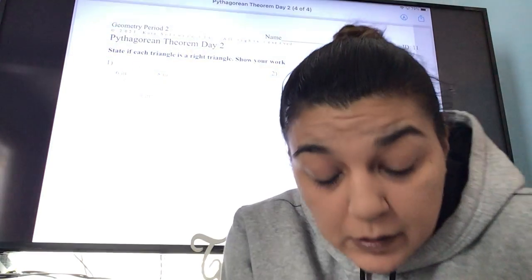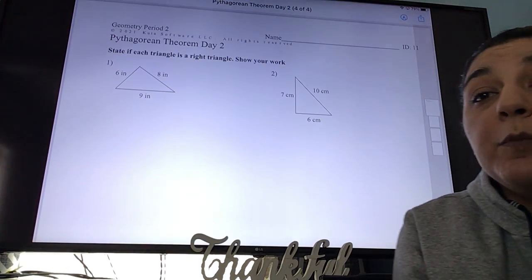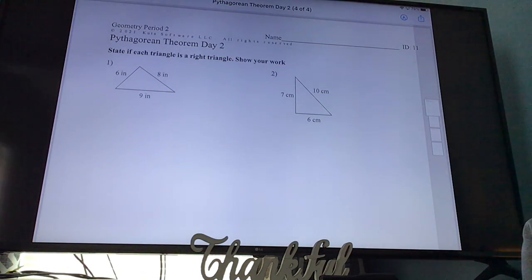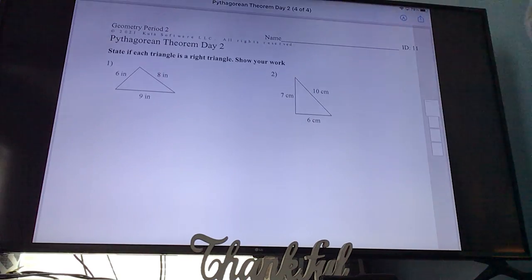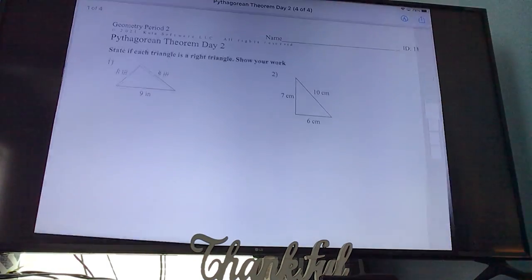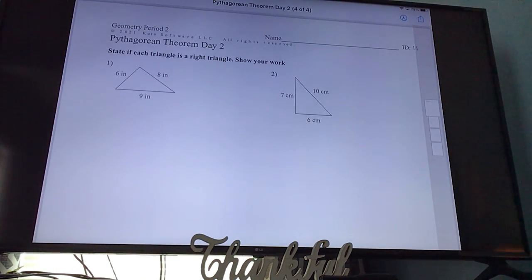I don't really know. Okay, so we're going to do Pythagorean theorem day 2. It is kind of like what we did the other day. Okay, and I say kind of gracefully because you're still going to be doing the a squared plus b squared equals c squared, but it's a little bit different of a process.